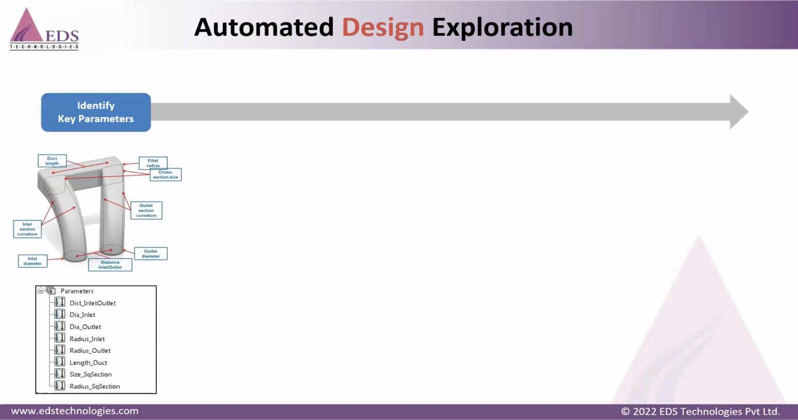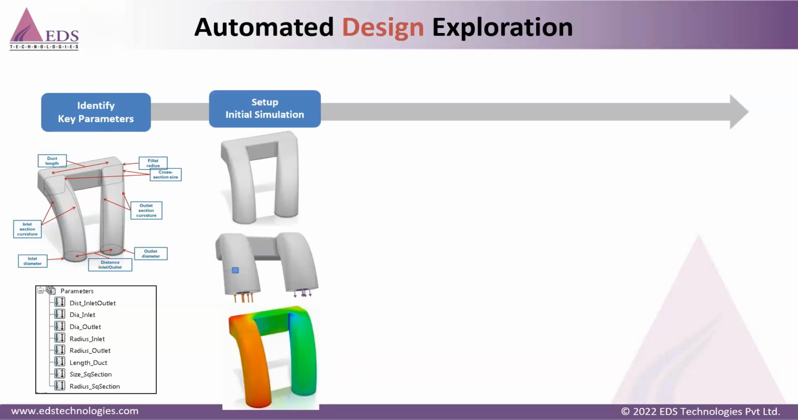Now, coming a little bit to automated design exploration. Once we have the model, we identify the key parameters. In this case, you can see the parameters highlighted at the bottom. A few parameters chosen here are the inlet and outlet diameters, the inlet and outlet radius, as well as the length of the duct, the size of the cross section, and the radius of the cross section. Then we do the initial simulation. We have to do an initial simulation to have the results which the design exploration will refer to, to try to give us the optimized design.